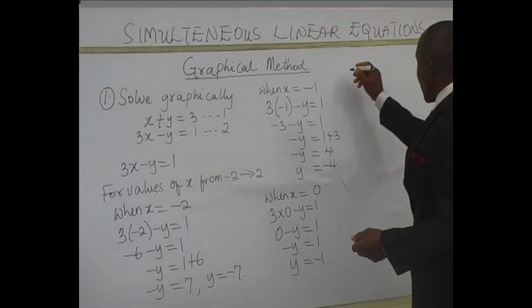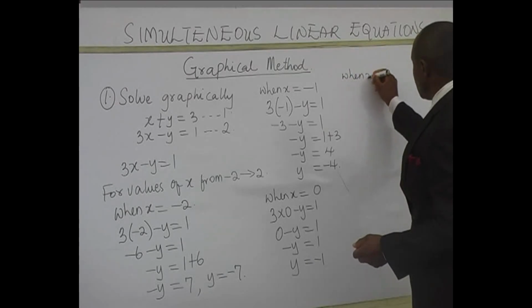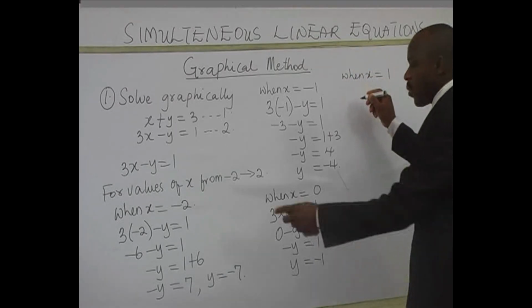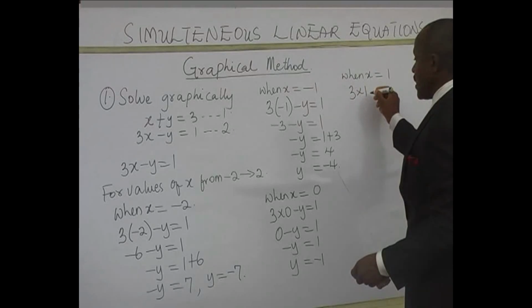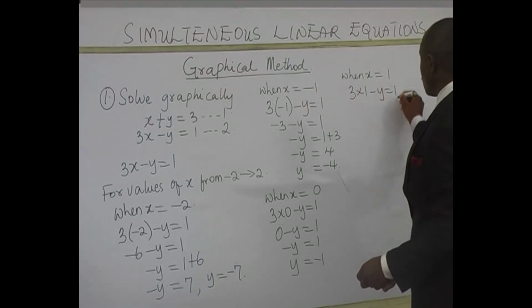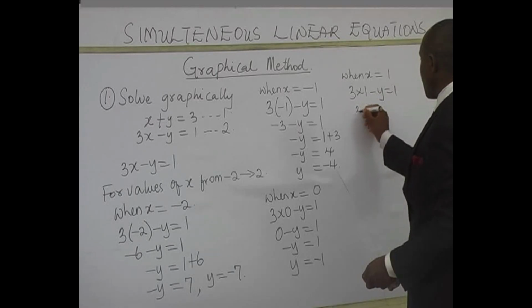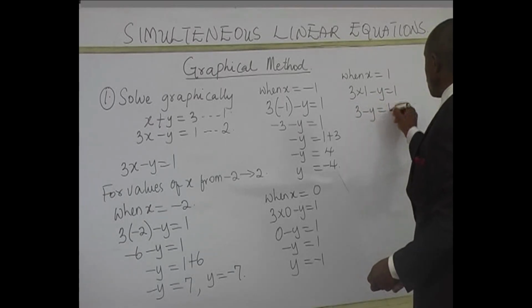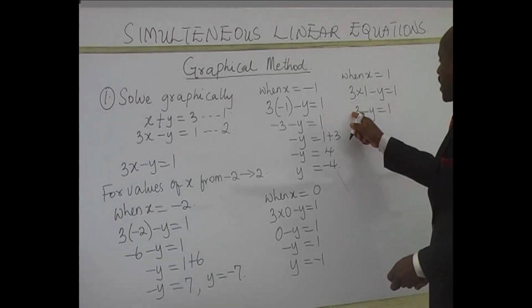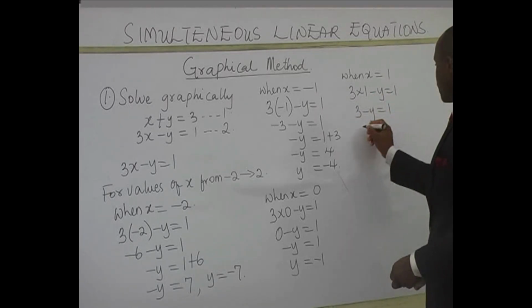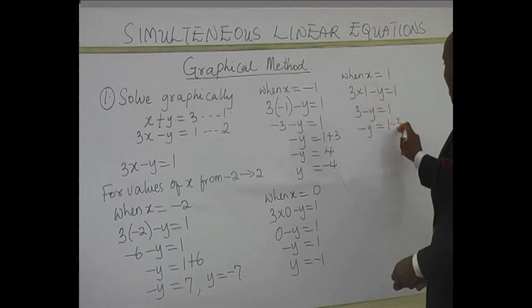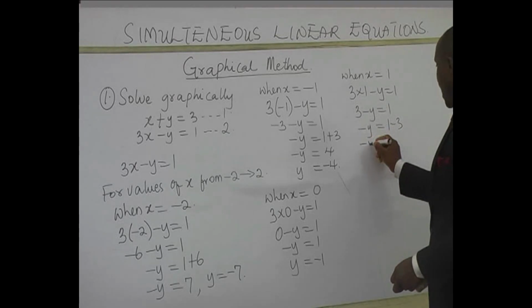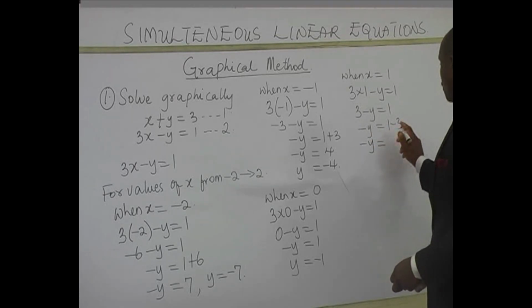After 0, the next number is 1. So when x is equal to 1, from our equation 3x minus y, we are going to have 3 times 1 minus y is equal to 1. 3 times 1 is 3. Minus y is equal to 1. Take plus 3 to the other side of the equation to change to minus. So we have minus y is equal to 1 minus 3. Plus 3, leaving the left hand side of the equation and going to the right hand side, we change to minus 3. So we have minus y is equal to 1 minus 3, which will give you minus 2.